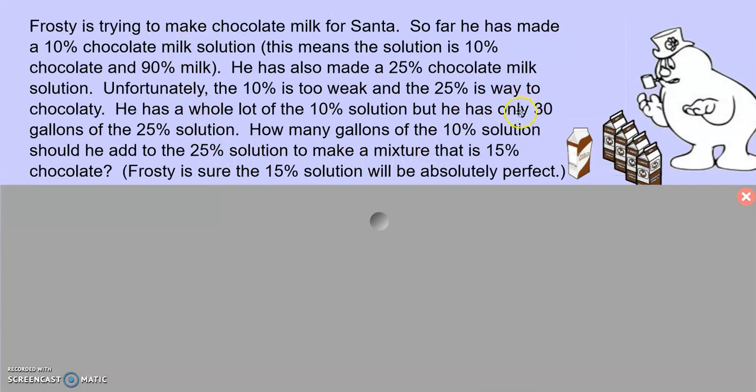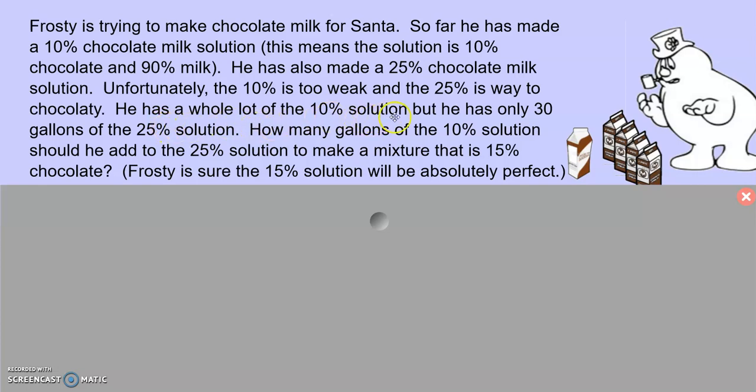Frosty is trying to make chocolate milk for Santa. So far, he has made a 10% chocolate milk solution. That means the solution is 10% chocolate combined with 90% milk. He has also made a 25% chocolate milk solution. Unfortunately, the 10% solution is too weak and the 25% is way too chocolatey. Now, he has a whole bunch of the 10% solution, as much as he wants, but he only has 30 gallons of the 25% solution.